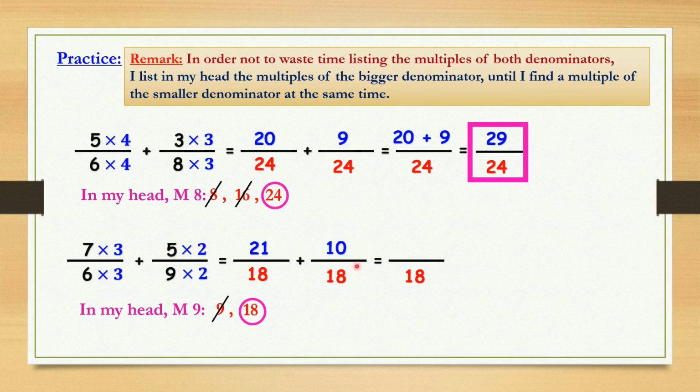Now I have two fractions with the same denominator, 18. I add both numerators, 21 plus 10 equals 31 over 18. This fraction cannot be simplified anymore, so I box the answer.